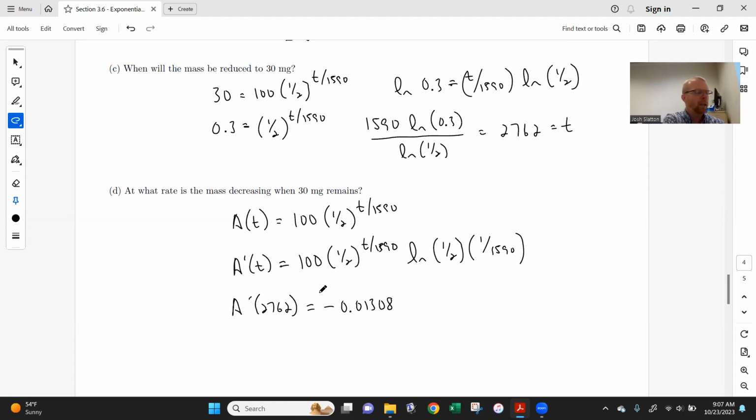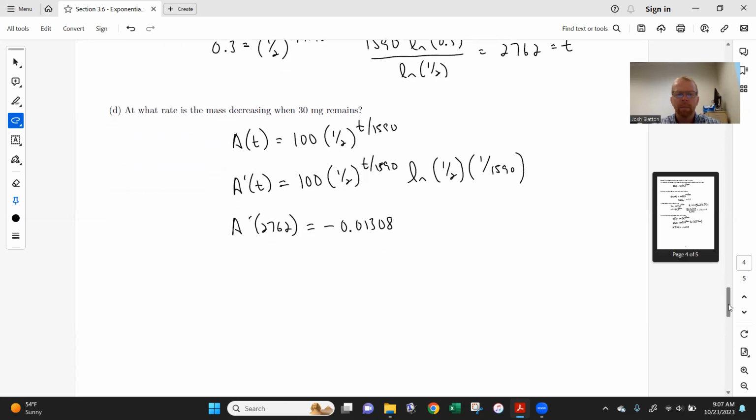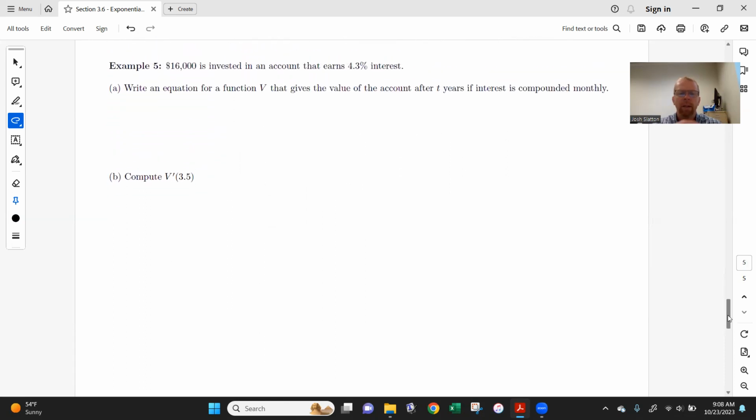All right, so the last thing is another financial problem. $16,000 is invested in an account that earns 4.3% interest. Write an equation for the function V that gives the value of the account after t years compounded monthly. So we have V of t is started with 16,000 times 1 plus 0.043, n is going to be 12, and then to the 12t. And then find V prime of 3.5.